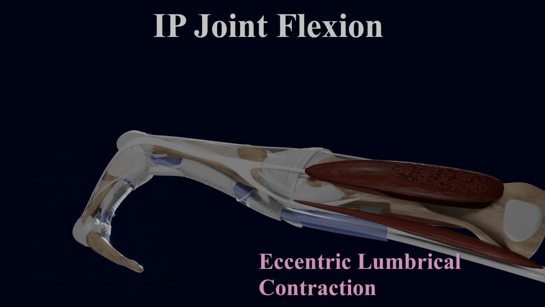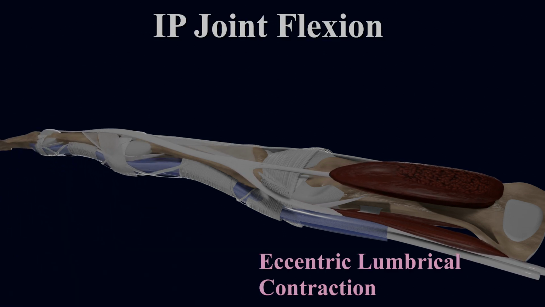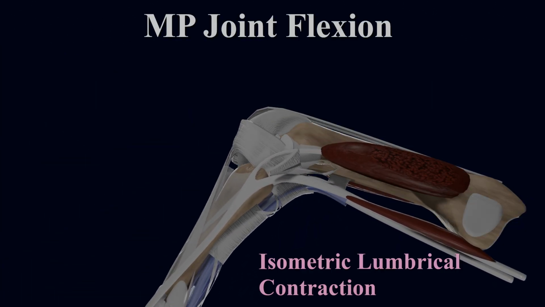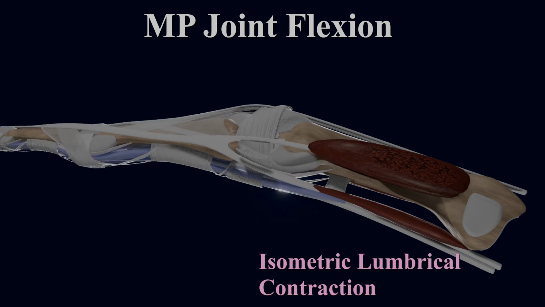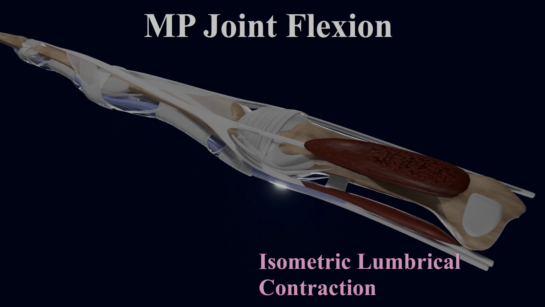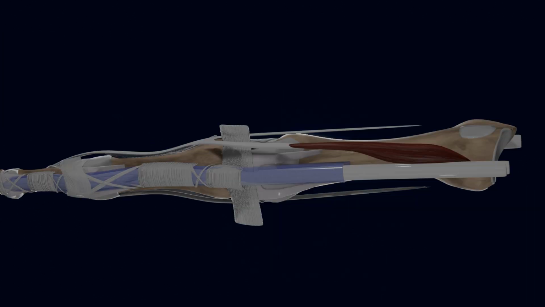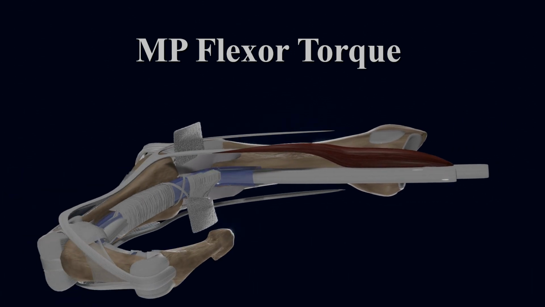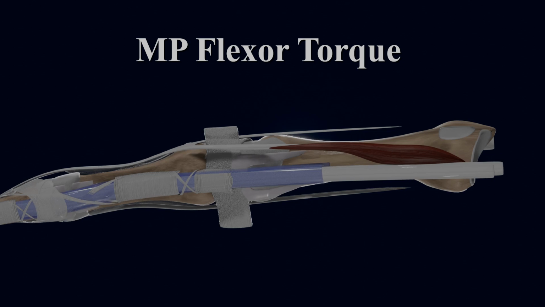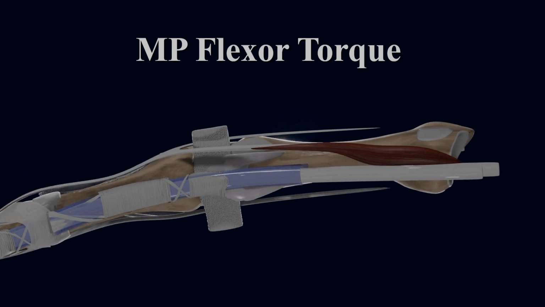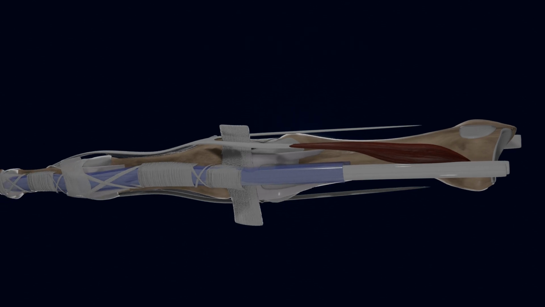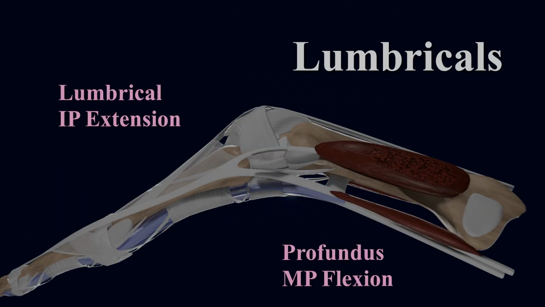Flexion of the IP joints requires eccentric contraction of these muscles. Isometric contractions result in IP extension and transfer of profundus tension force to the MP joints. Because of the lumbrical origin from the profundus tendon, any added MP flexor torque is negated by the lumbrical's negative effect on the profundus MP flexor torque. In effect, the lumbricals are IP extensors working in concert with the profundus flexors.